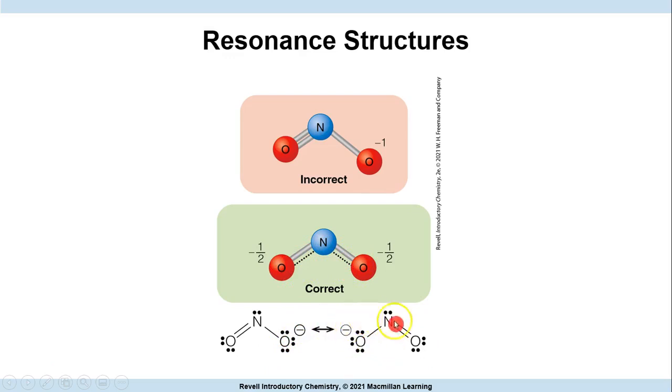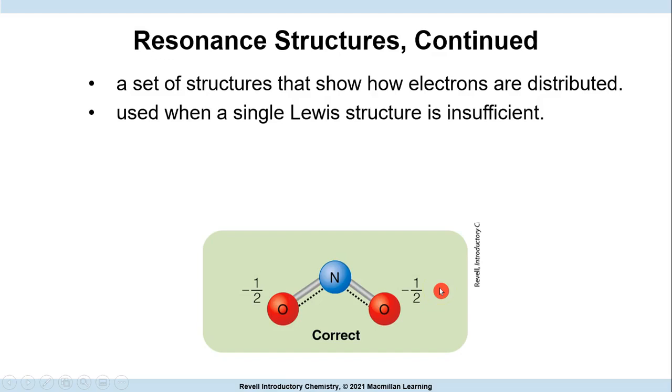So the negative is shared on both oxygen atoms. So you see the negative 1/2 here and negative 1/2 here. Now, the resonance structures are a set of structures that show how electrons are distributed, and we have to use the resonance structures when a single Lewis structure is insufficient, like we already saw for the nitrite ion. So a single Lewis structure is insufficient. You cannot determine if this is the correct structure or this. So the correct structure is in between. When you see this arrow, immediately think of resonance.